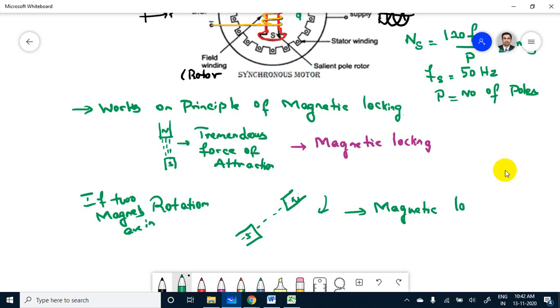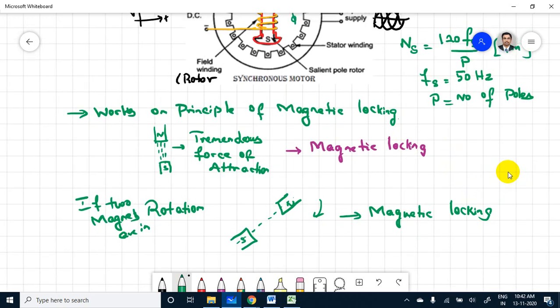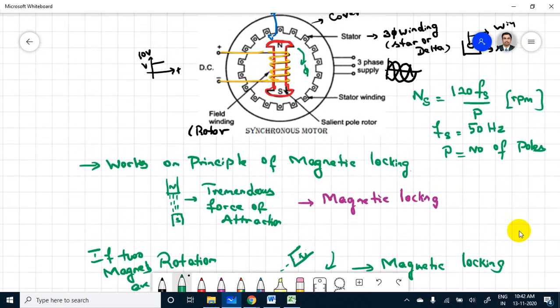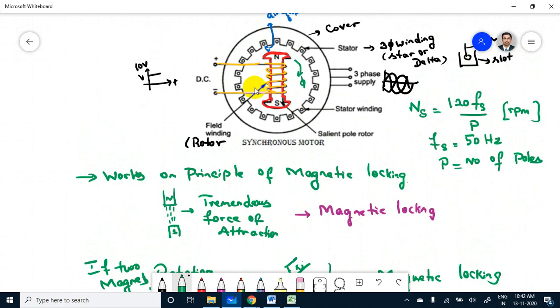Magnetic locking. That is, the poles are in rotation also. Whatever the forces attracted should be in the same direction. That is known as magnetic locking. So this principle only we are applying in motor operation. Do you understand my point? So when you give DC supply to the field winding, these two poles will be produced and rotate in the same direction.